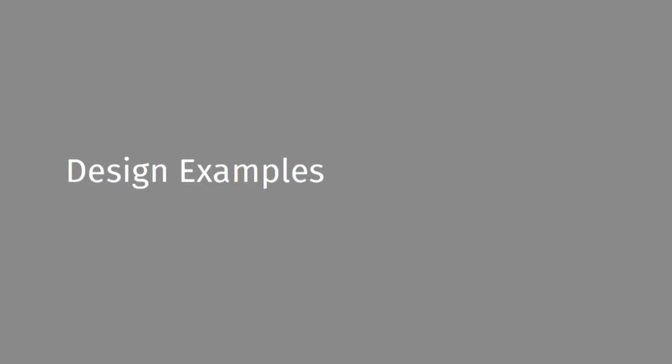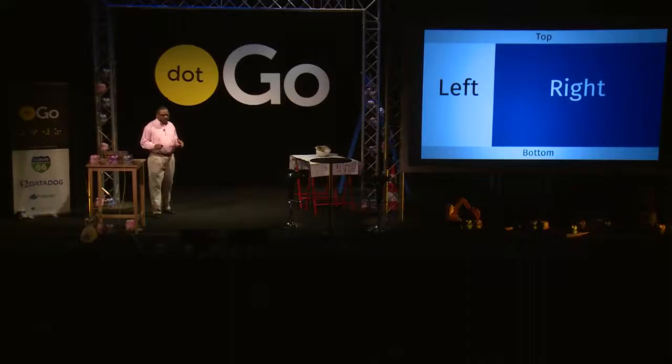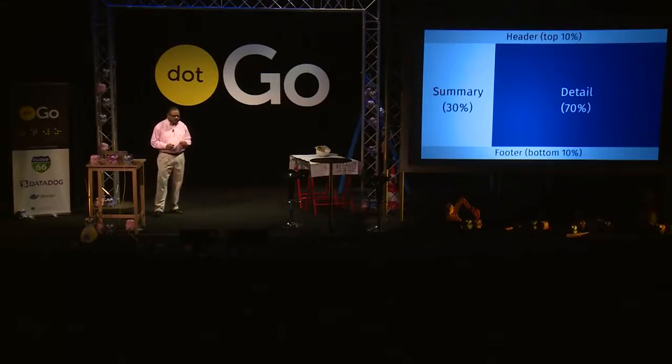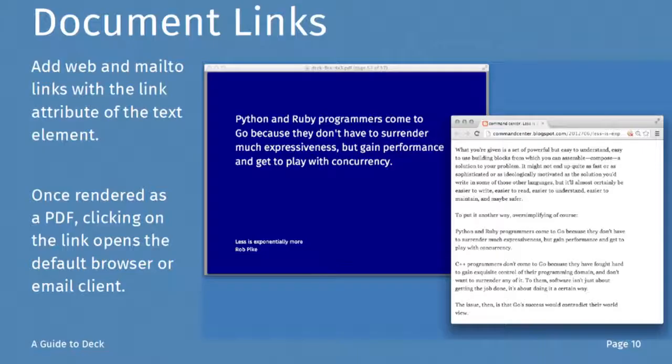Let's go through some design examples. Usually when you're doing layouts, you think in terms of, okay, where am I going to put my content? Top and the bottom, left and the right. Then because Deck lets you do things in percentages, what are the proportions I'm going to use? Then you think semantically, a header and a footer and a summary and a detail. Here's a slide that uses that design. Here's yet another one.